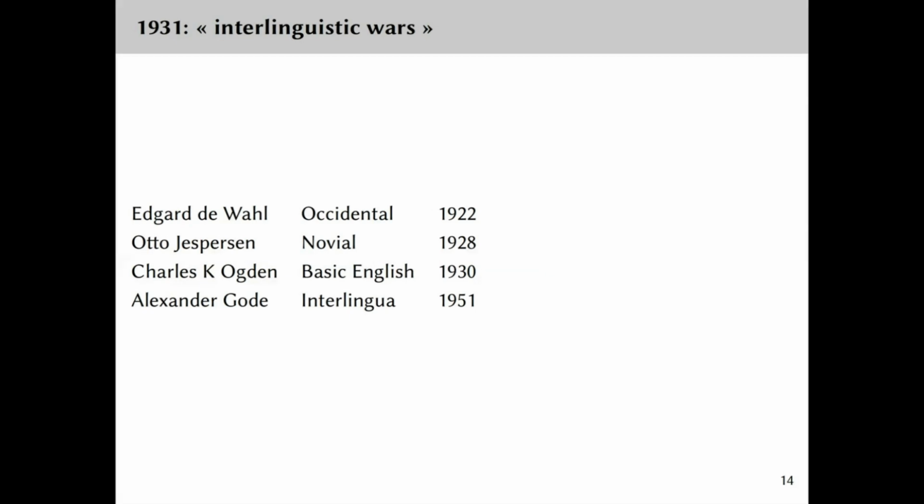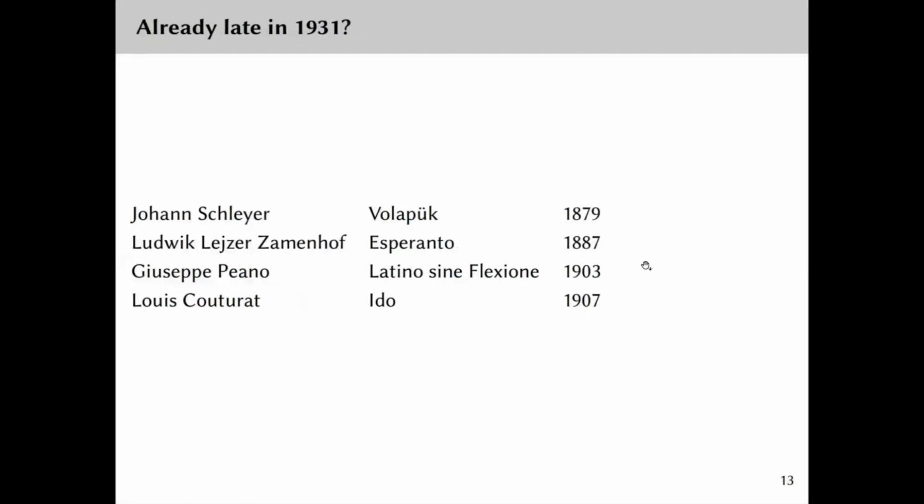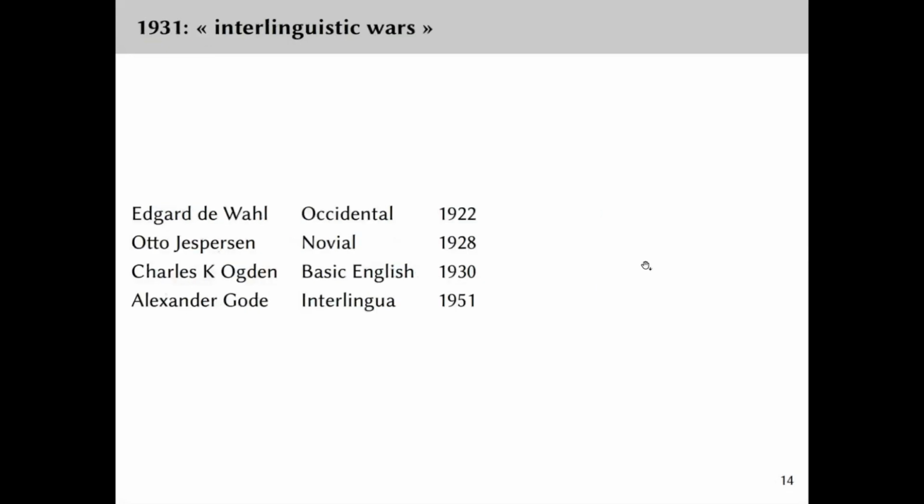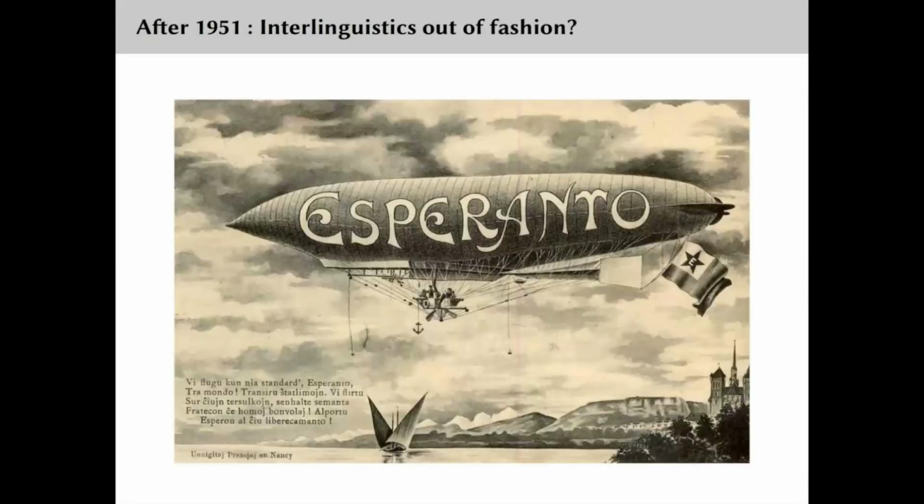The classic period of interlinguistics comes from 1879, the year of publication of Volapük, until 1951, the publication of Interlingua. So this is the period that we are seeing. What happens afterwards? Interlinguistics gets out of fashion, something very old-fashioned like this historical card about Esperanto in 1910. You see, it's very modern with this Zeppelin. Of course, it's not modern anymore, so it has this kind of nostalgic feeling.